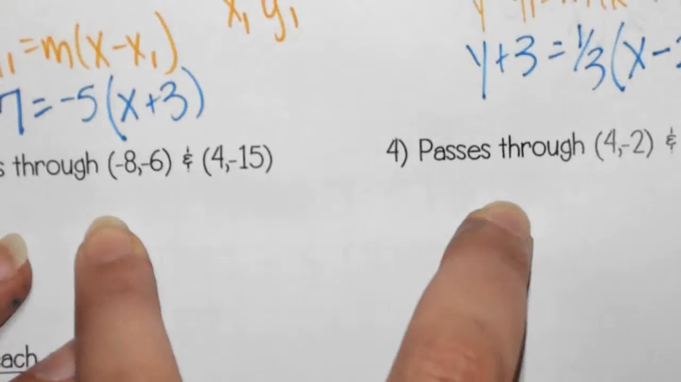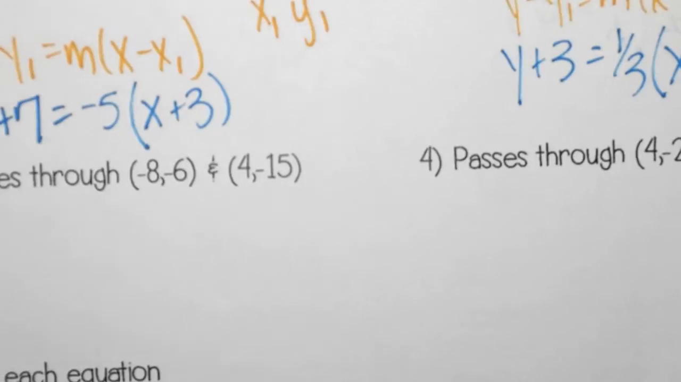Alright, homework. 2 and 4. 2 and 4 on this sheet. 2 and 4 is your homework. That's fine.